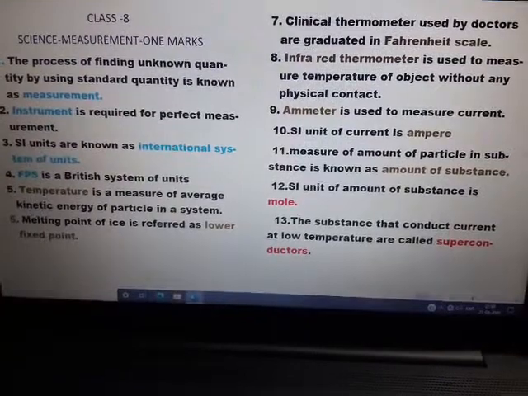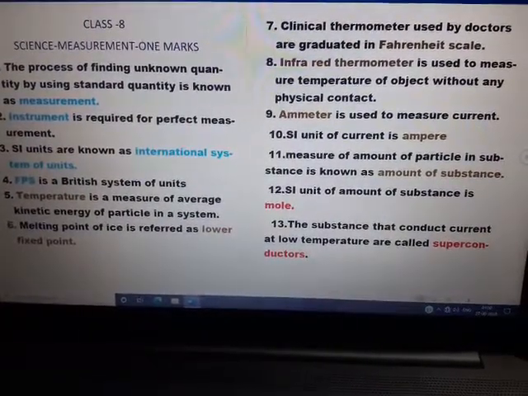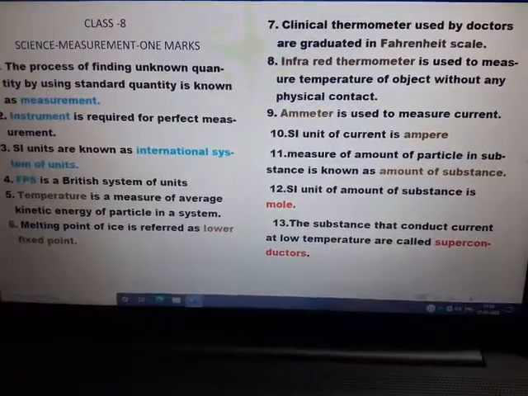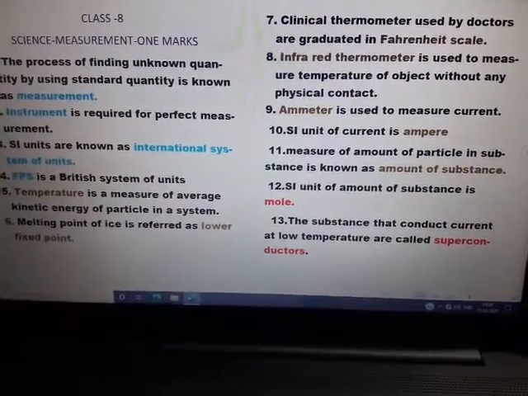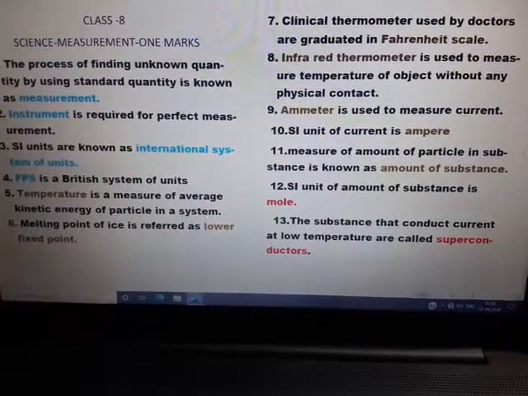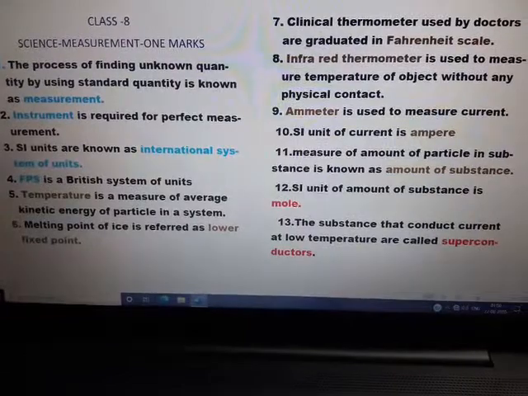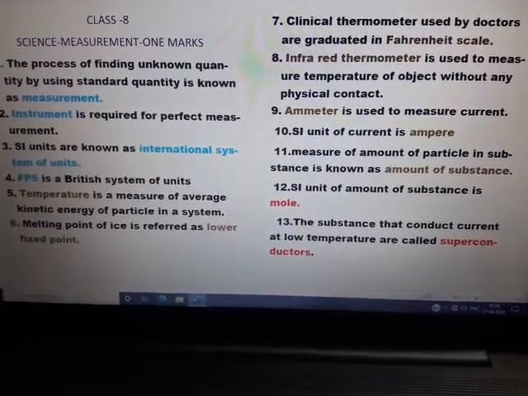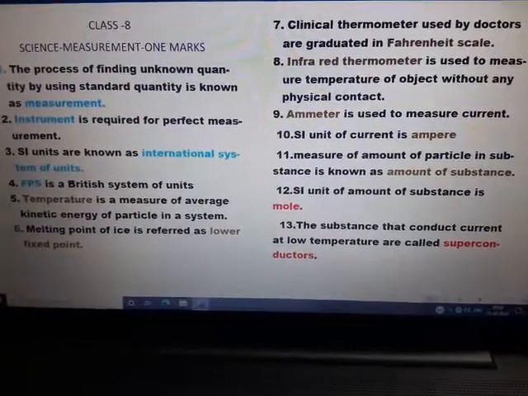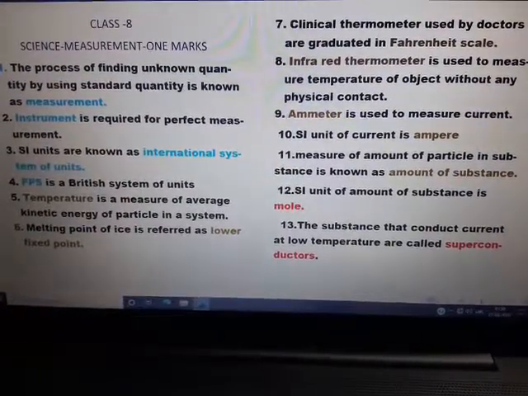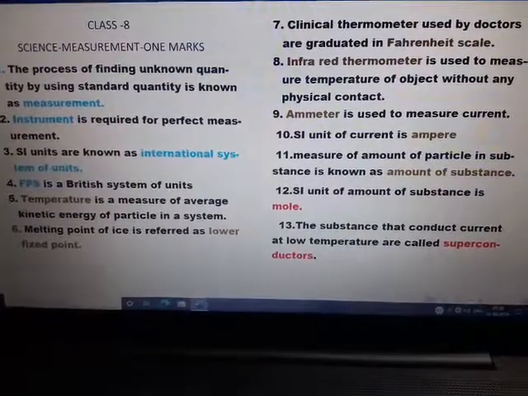So the seventh question is, the clinical thermometer used by the doctors are graduated in dash. So usually there are three thermometers which are used. One is clinical thermometer, and the scientists are using thermometers which are graduated in Kelvin scale, and body temperature is measured in Celsius scale, whereas clinical thermometer usually has values in Fahrenheit scale.